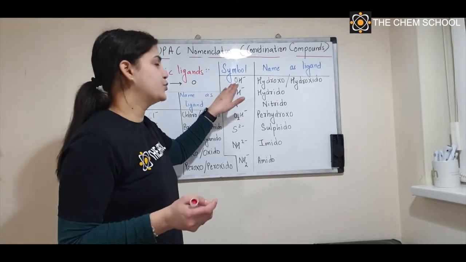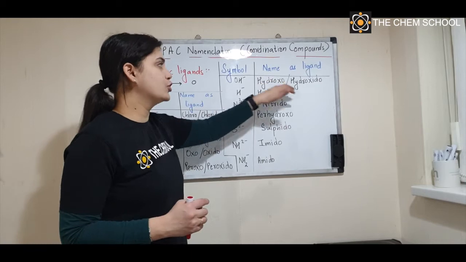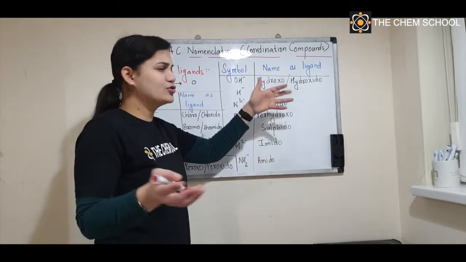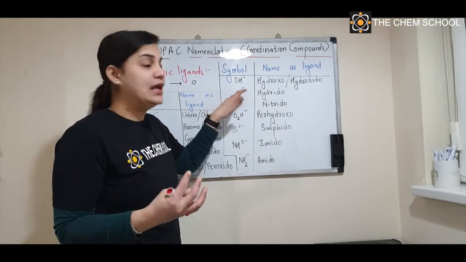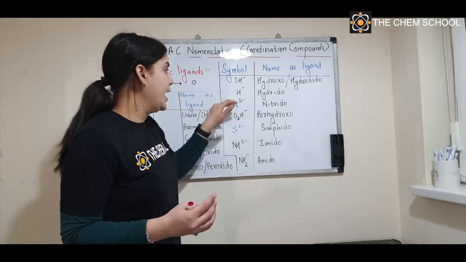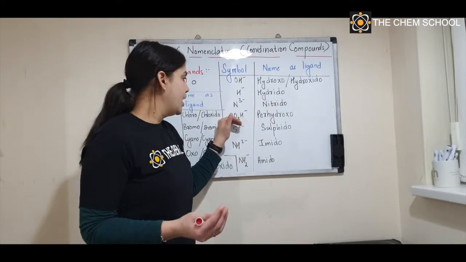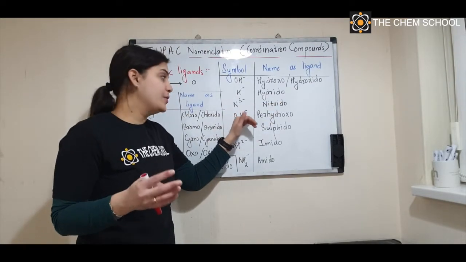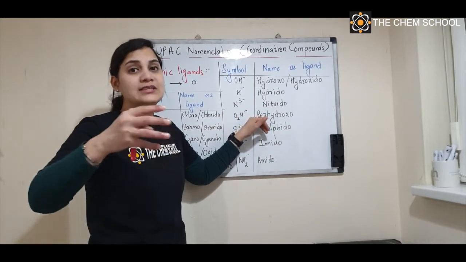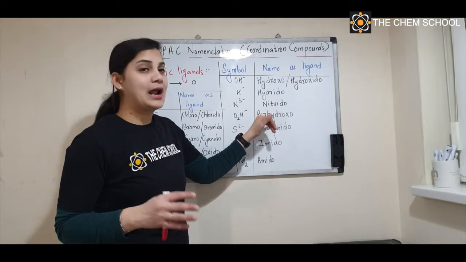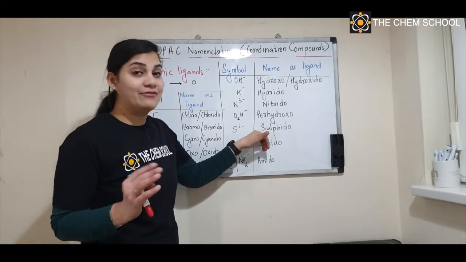Okay, the next one, OH minus is hydroxide, that becomes hydroxo or hydroxido. Hydroxo is more frequently used. H minus is hydride, that becomes hydrido. N3 minus is nitride, which becomes nitrido. O2H minus, the minus charge is on the oxygen, okay, it becomes perhydroxide, which is now nothing but perhydroxo. Okay, S2 minus is sulfide, that becomes sulfido.